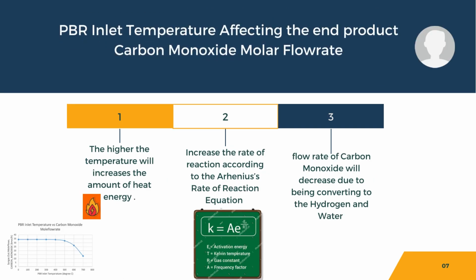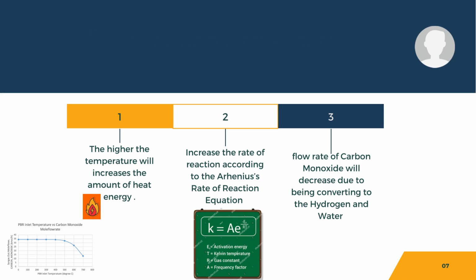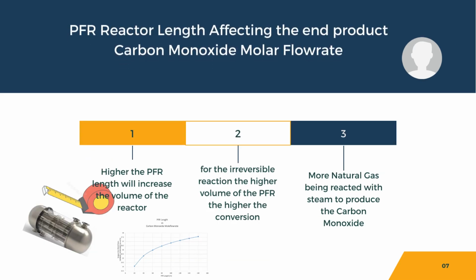According to the Arrhenius equation, the higher the temperature, the higher the rate of reaction. This will result in more carbon monoxide being converted into hydrogen and will decrease the final molar flow rate of the carbon monoxide. And the final case study is to study the effect of PFR length on the final carbon monoxide flow rate. The higher volume of the PFR reactor will give a higher conversion rate. This will result in more carbon monoxide and hydrogen being produced.